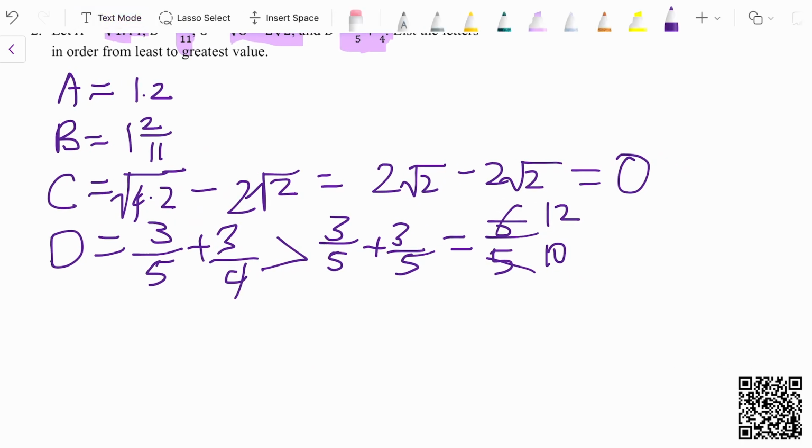So if we were to put them from least to greatest value, it would go C, B, A, D.